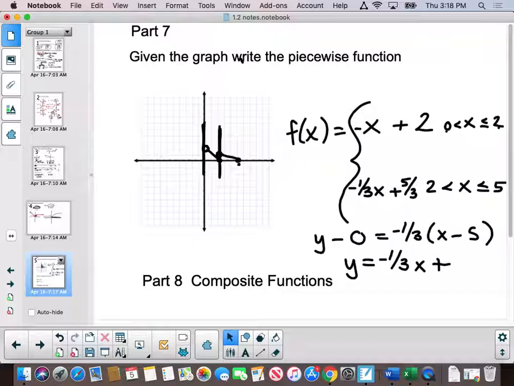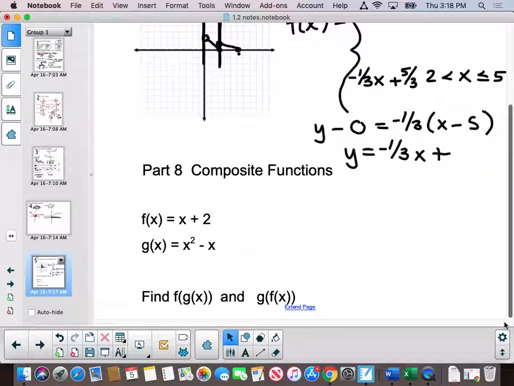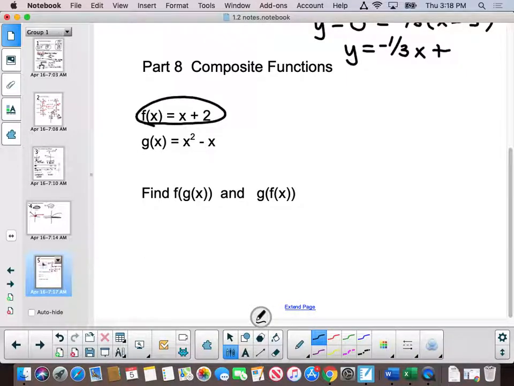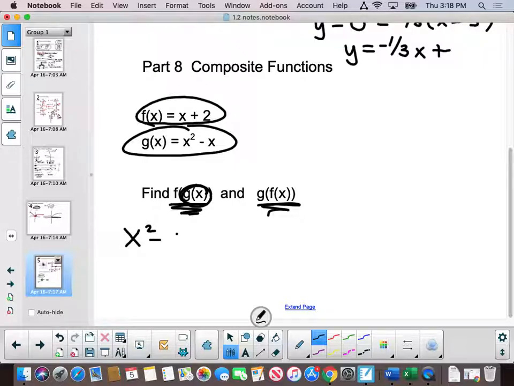Composite functions, really fast. This won't take long. Composite function: f of x is x plus 2, g of x is x squared minus 2, and they want you to find f of g of x and g of f of x, right? You've done these before. g of x is this, and all of this has to go inside of the f function. So all of that has to go in there, and you're done. x squared minus 2 plus 2, final answer.